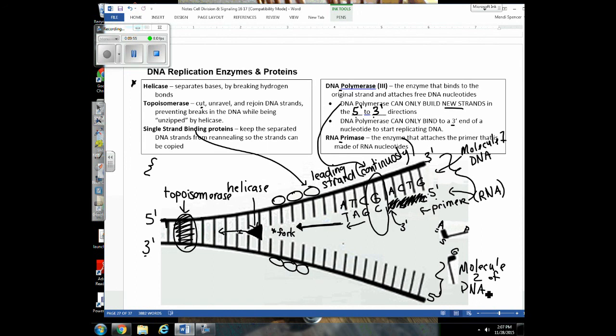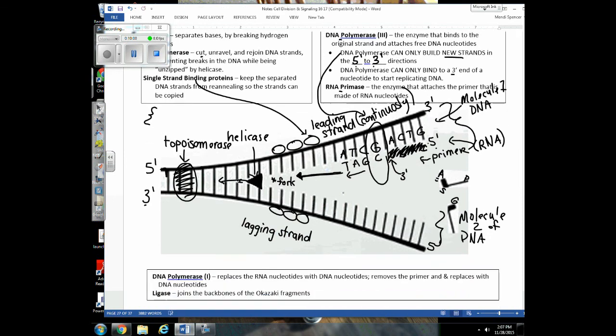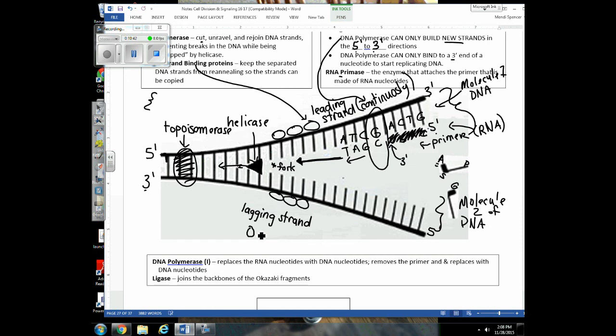Now let's show you how the other strand is being replicated. This strand down here is called the lagging strand. And it's going to be made in pieces or fragments. And these fragments have a name. They're called Okazaki fragments.